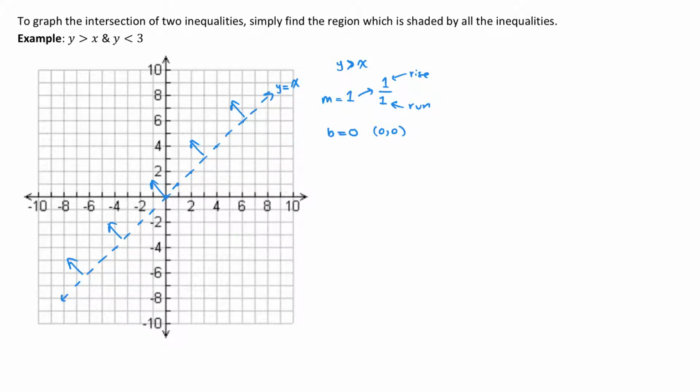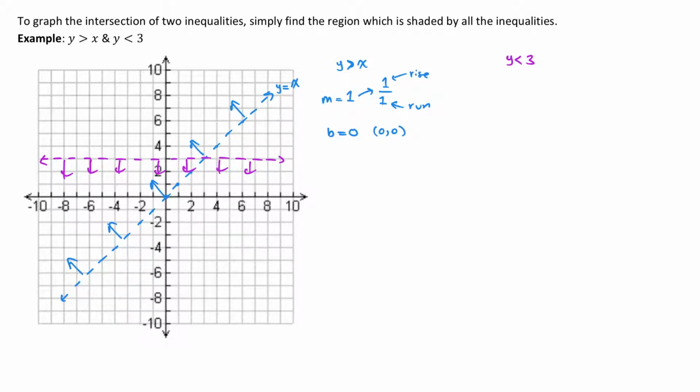For the next graph, it's y is smaller than 3. So y is equal to 3 actually looks like a horizontal line that passes through the 0, 3 point, or has the y-intercept of 3. So we can draw that, and since it's only smaller and it's not smaller and equal to, then we are going to use dashed lines like this. And again, since it's smaller, we have to shade below the region, so that would be this region over here.